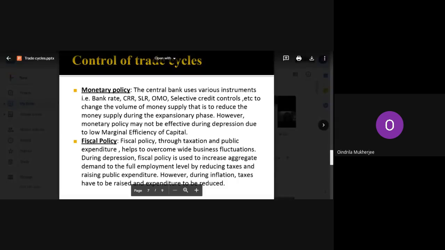Now, monetary policy might not be effective during depression due to low marginal efficiency of capital. What is marginal efficiency of capital? It is called MEC. Marginal efficiency of capital is the net total rate of return on additional capital. I will write the same on the chat box, so please make a note of that.